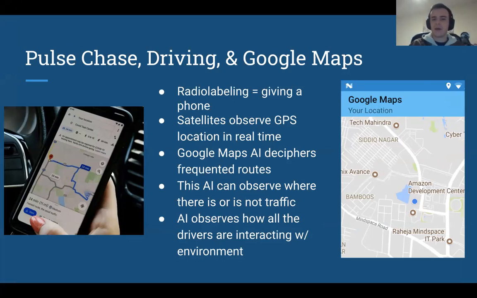Much in the same way that we were able to determine the secretory pathway of proteins, the AI built into Google can, over time, determine what your regular commute is. Better yet, the Maps AI can determine when there is traffic by tracking many drivers, reflecting how pulse chase can reveal when and where molecular interactions are happening in our target cells.